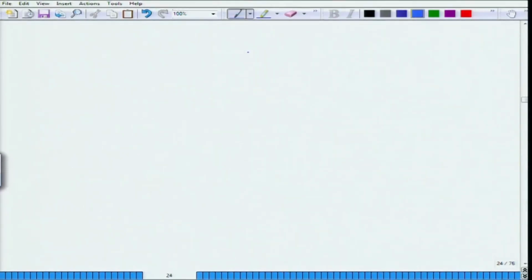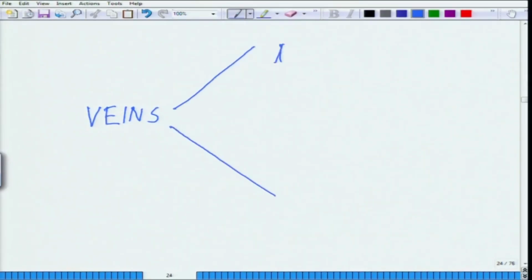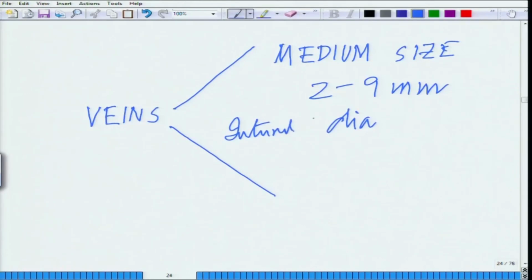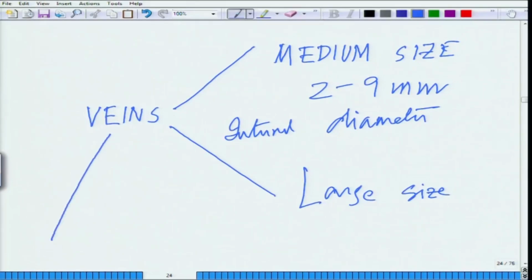Okay. So, the veins could be divided into, now, we have classified the arteries. Now, the veins need to be divided. They fall under medium size and large size veins. Medium size are around 2 to 9 millimeter internal diameter. And then you have larger than that, which falls under the large size veins, and smaller than that are the venules.